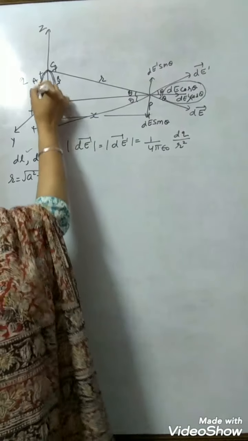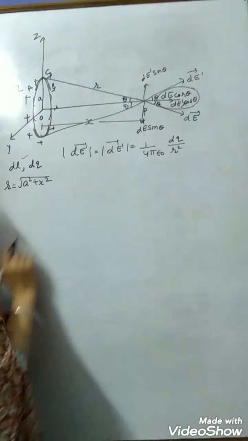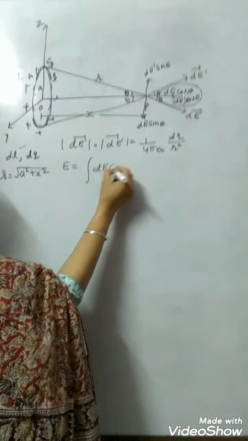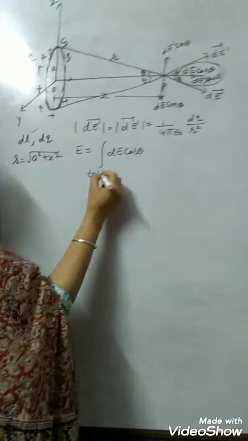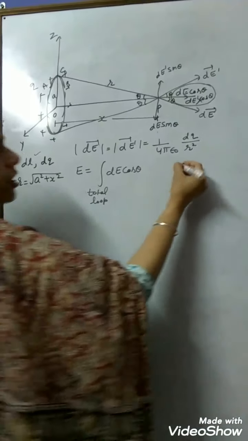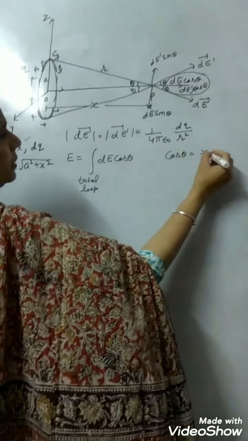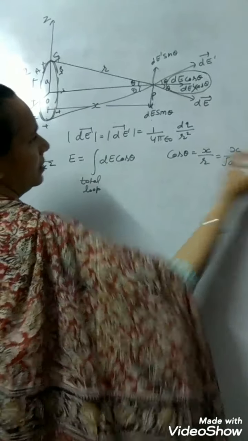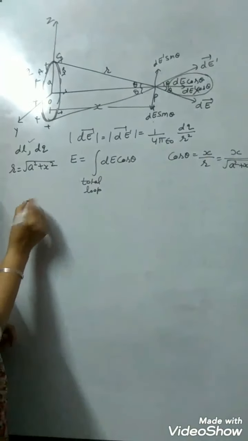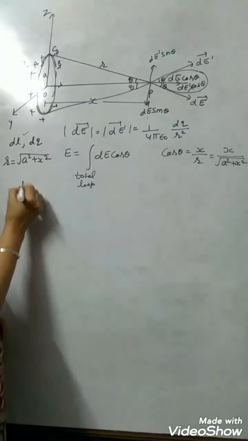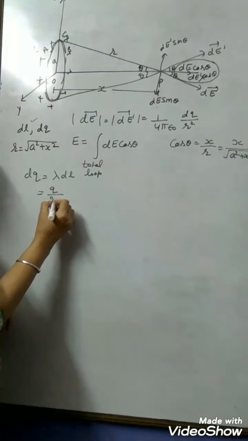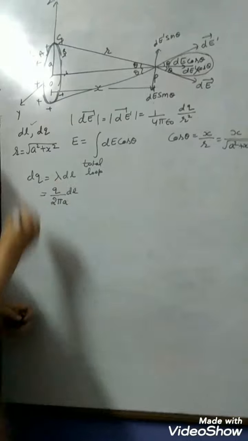Similarly, for any other two diametrically opposite small elements, the sine components cancel out and the cos components give the total electric field. So the total electric field is the sum of dE cos theta over the total loop, where cos theta is x upon R, that is x upon the square root of a square plus x square. The charge dq is equal to lambda dl, and lambda is q upon 2 pi a.